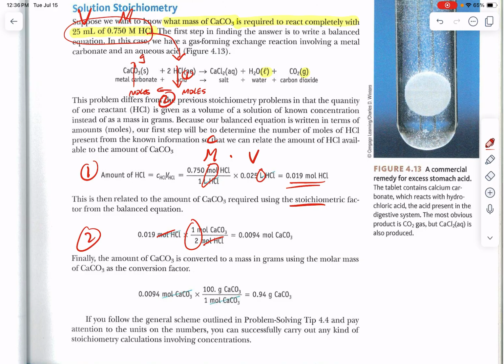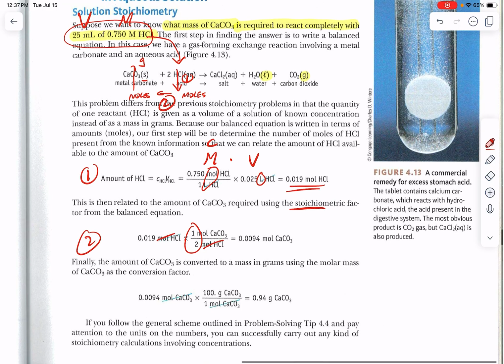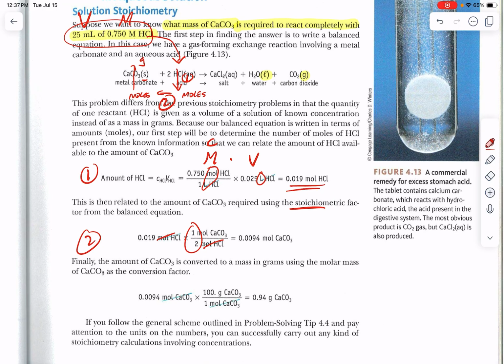And of course, calcium carbonate is a solid. You can see that there. So we're going to convert it into grams, like always. And you would combine these steps for sure in one dimensional analysis problem. This is step 3.